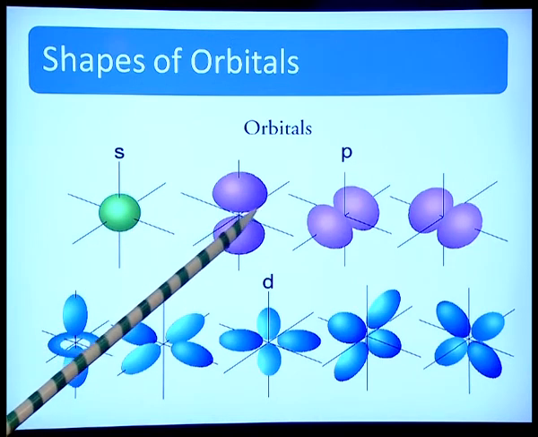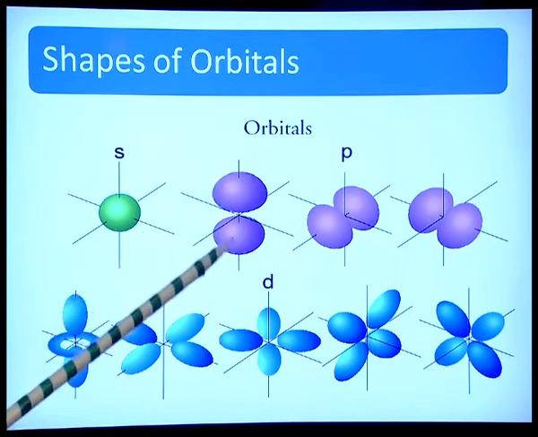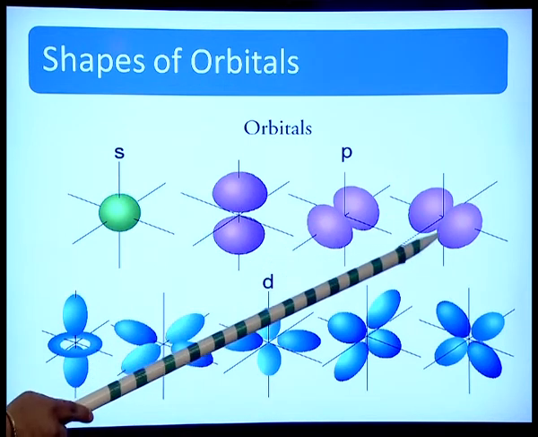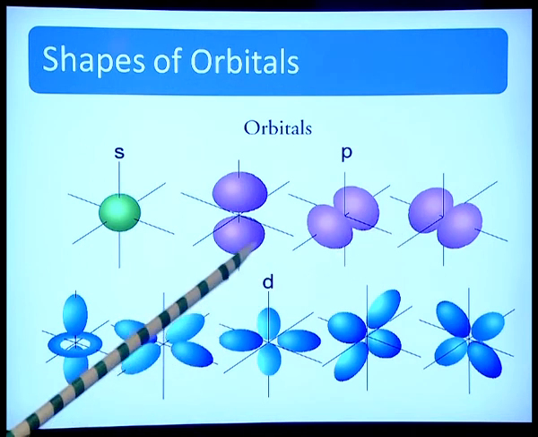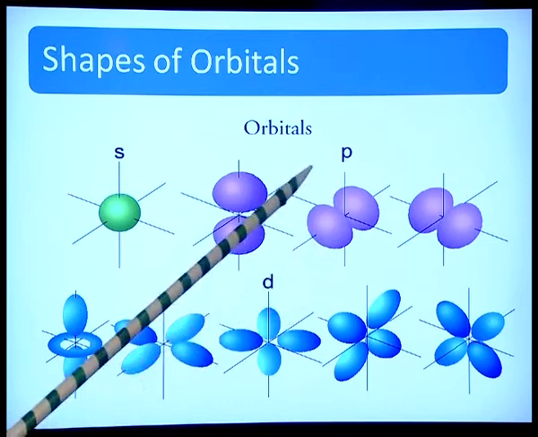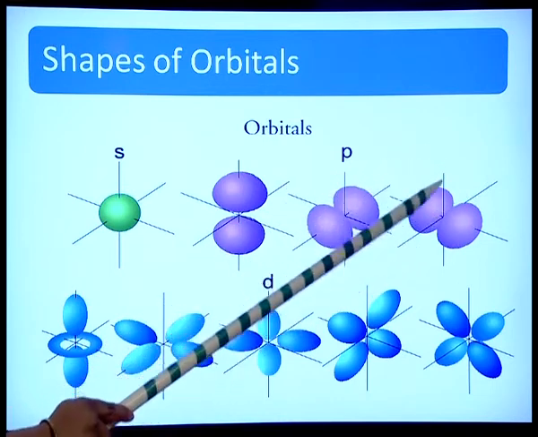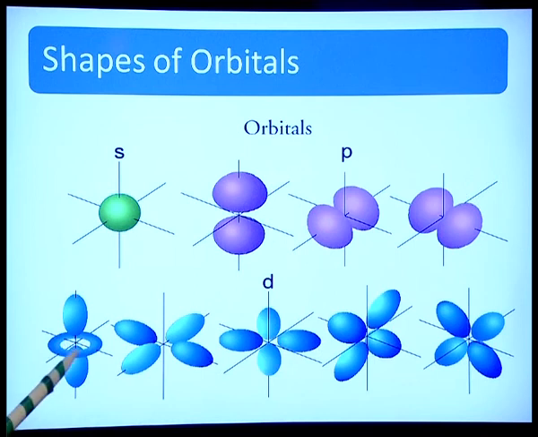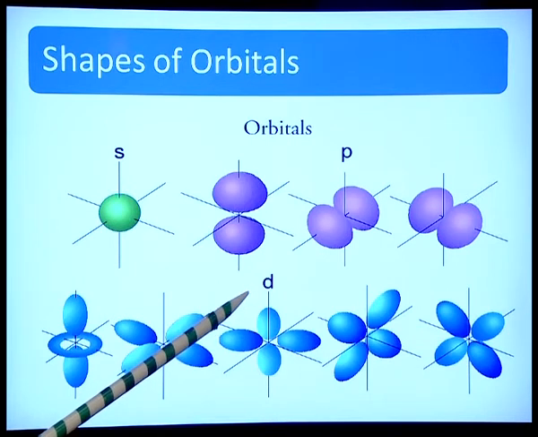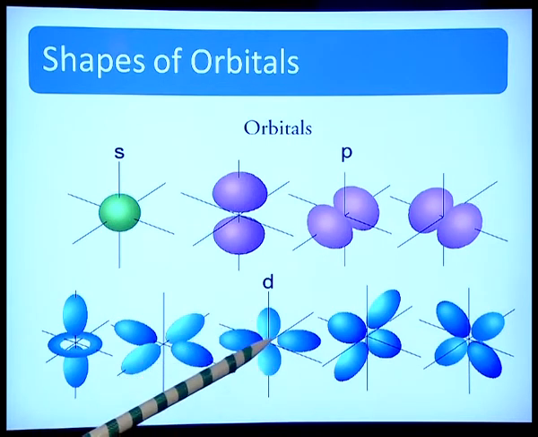This is the p orbital in the x direction. This is in the y direction. This is in the z direction. And the space between these is your nodal planes, where the probability of finding the electron is 0. These are the 5 orbital shapes for the d orbital. If you talk about the f, there will be 7 such orbitals.